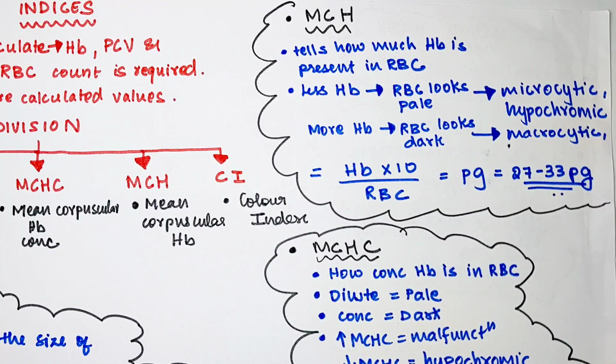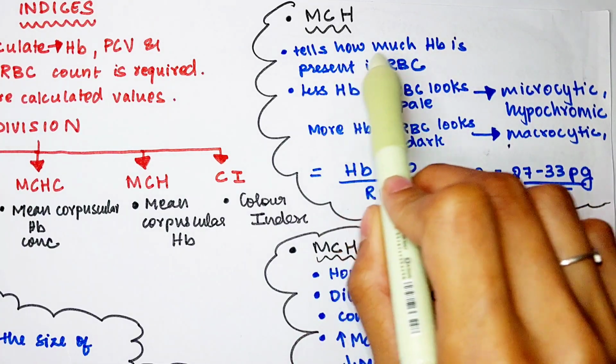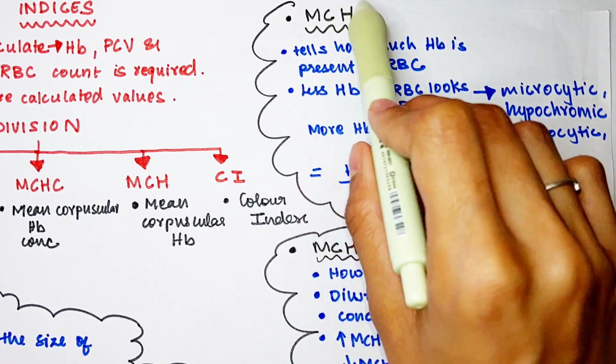MCH, that is the mean corpuscular hemoglobin. This tells us how much hemoglobin. We're talking about mean corpuscular hemoglobin.